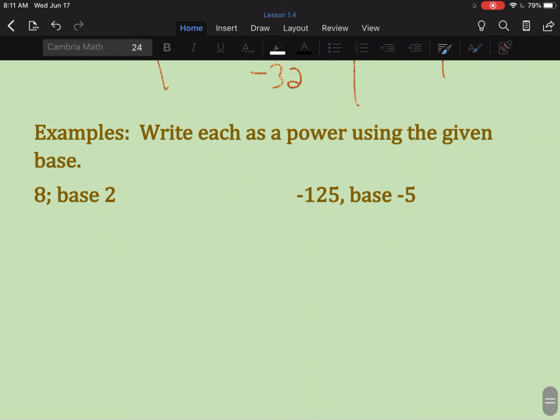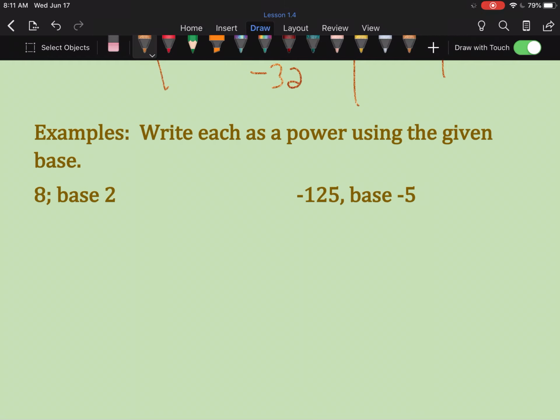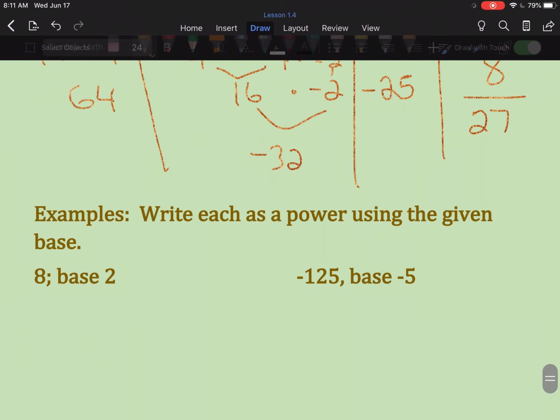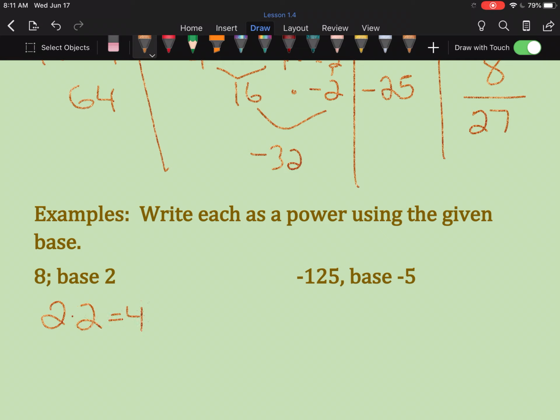And sometimes you'll be asked to go the other way. I'm going to give you a number and a base and ask for the exponent. So the number is 8. The base is 2. What we have to do here, since the base is 2, is say, okay, 2 times 2 is 4. 4 times 2 is 8. There's the 8 I want. I had to use 1, 2, 3 2's to get there, so it's 2 to the third power. That's it.